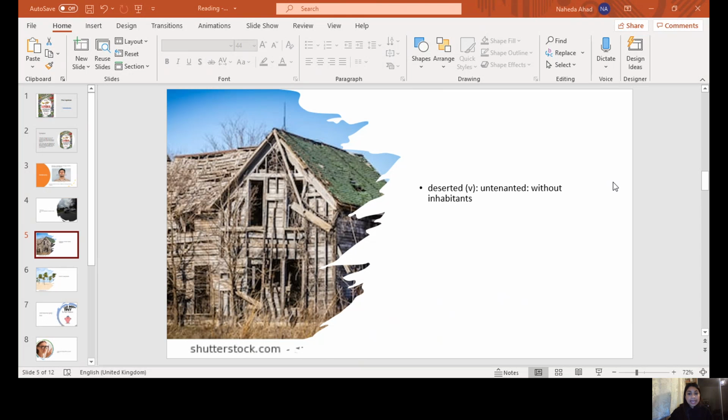Our next word is deserted, and that means something that is untenanted, which means that no one is living there. Without inhabitants, there's nobody living in this place. So you could say the house down the old street was deserted. Nobody was living there.